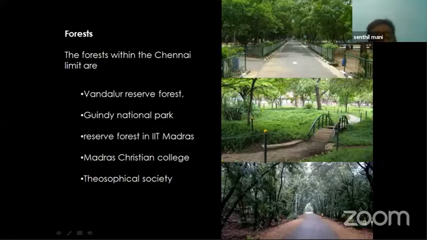And Madras Christian College, it is located in the prime part of Chennai, Egmore. It covers an area of about 275 acres of wooded campus. The MCC College has actively supported the diversity of flora and fauna on campus.